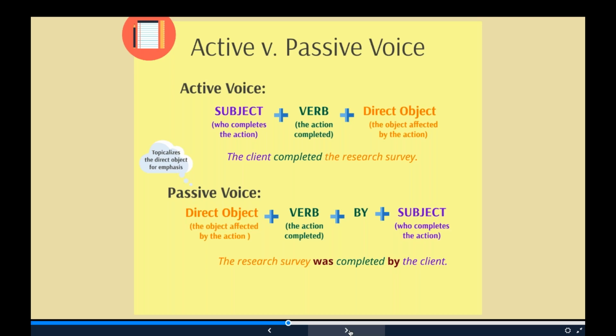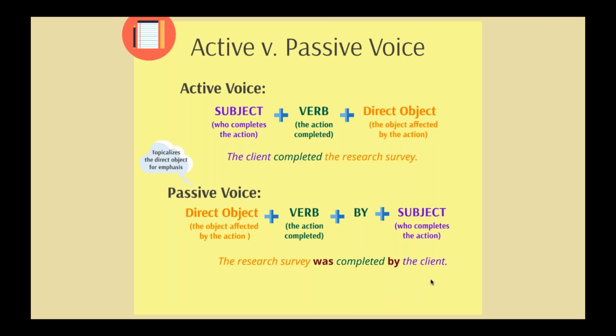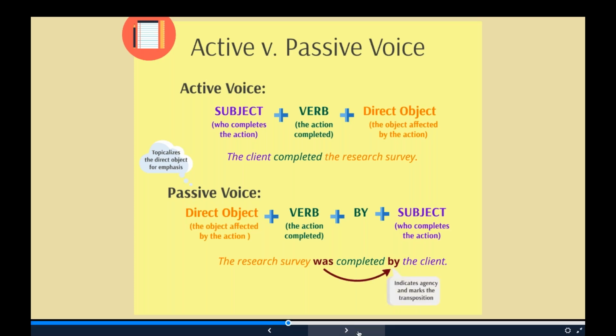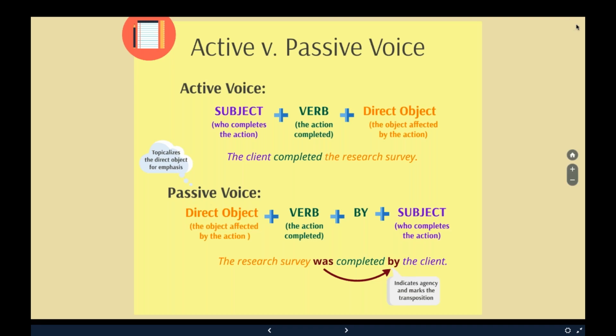The problem that we come across is very often we leave off the "by the subject" phrase. So we get a sentence like, the research survey was completed. Now, while that is a correct sentence, it can create a problem with understanding the agency. So for example, who did it? Who's the agent who completed the direct object? We don't know if we don't have that transposed prepositional phrase of "by the subject" at the end.